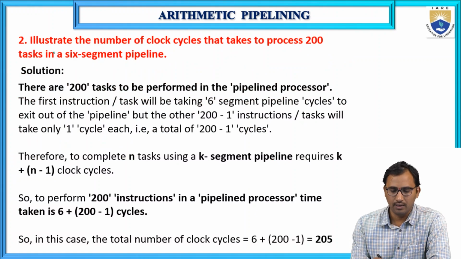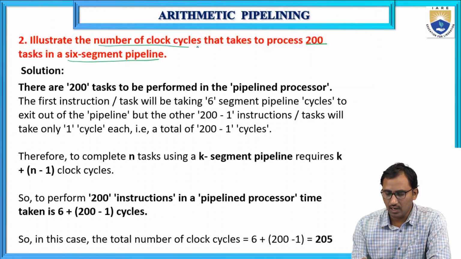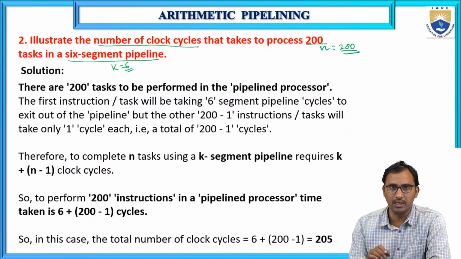And coming to the second one, illustrate the number of clock cycles that it takes to process 200 tasks in a 6-segment pipeline. So we need to find the number of clock cycles required to process 200 tasks with a 6-segment pipeline. So n is given, n is equal to 200 tasks. And here k is equal to 6, because k is the number of segments. It is a 6-segment pipeline. So k is equal to 6.